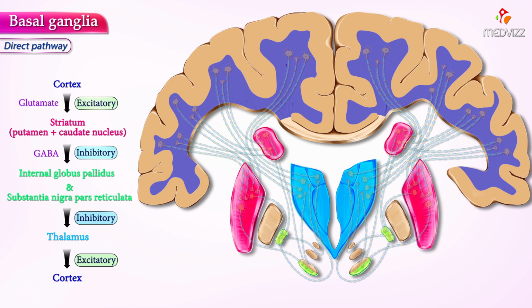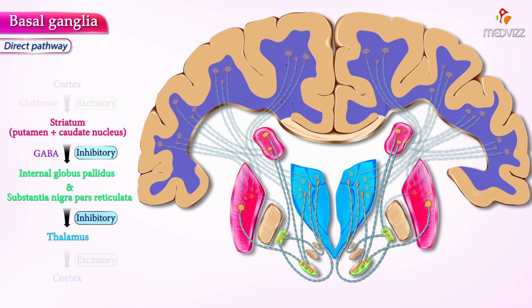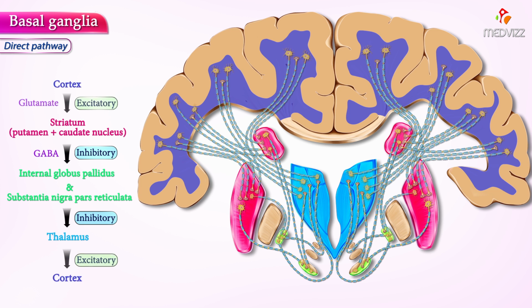Note that functionally, the first and the last one are excitatory, whereas the second and the third are inhibitory. This is very important to understand the function of the basal ganglia. This entire system works on a positive feedback mechanism. The question arises: how?